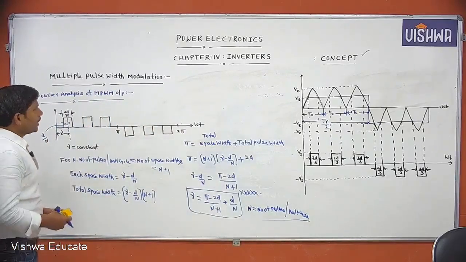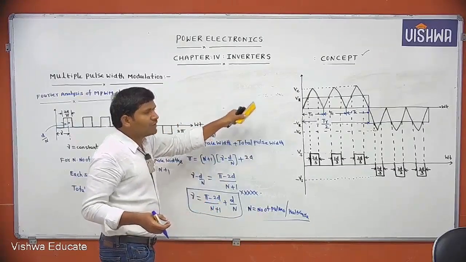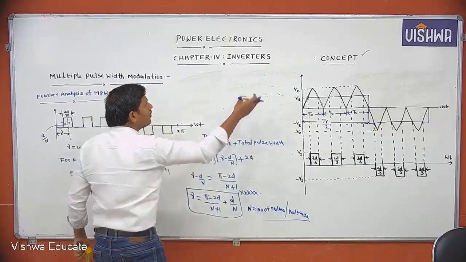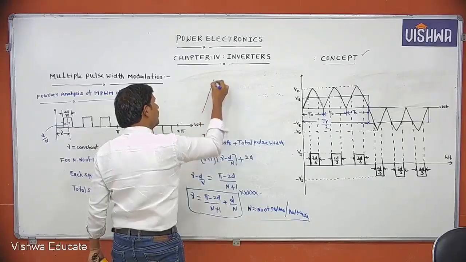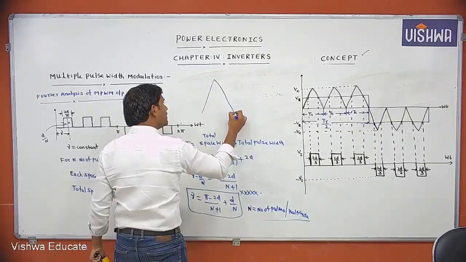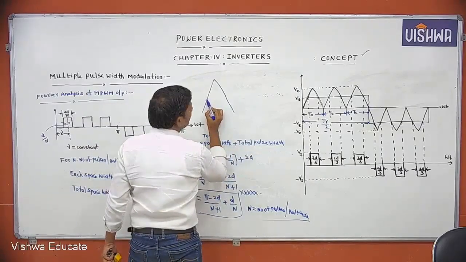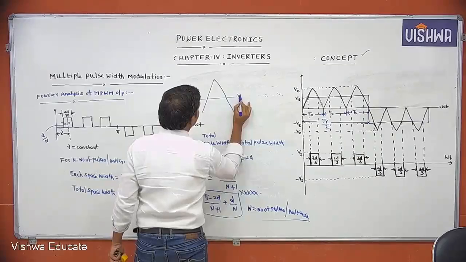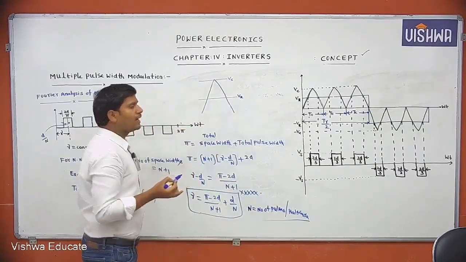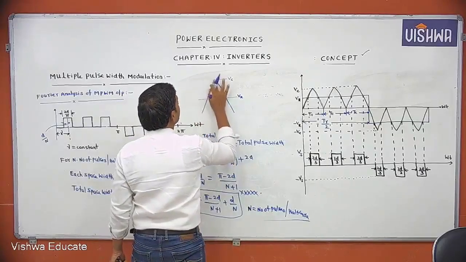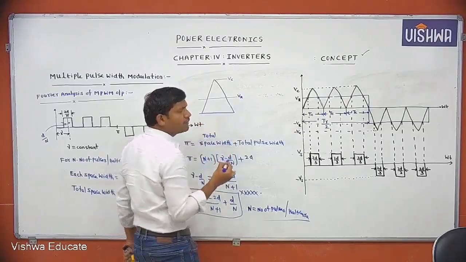Now see, one more observation. Listen please. In multiple pulse width modulation, take one pulse. This is one pulse. I want to calculate each pulse width. Which signal is this? Reference signal. Which signal is this? Carrier signal. Let's take this as the reference. This is the total pulse width.